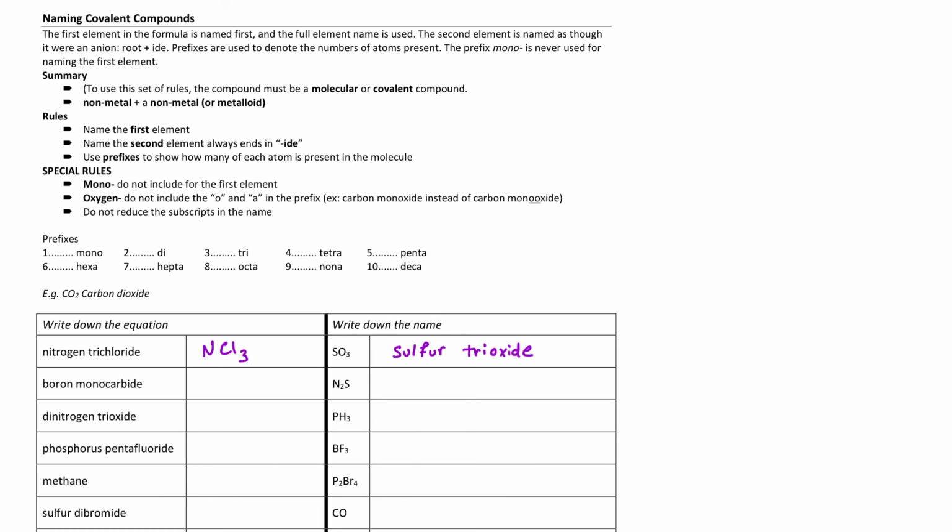For the next one, I'm going to change the name to this. This should be tetraboron monocarbide, and that would mean that you're going to have 4 of boron and monocarbide, so just the C. And then we got 2 nitrogens, so the prefix for 2 is di, dinitrogen sulfide.